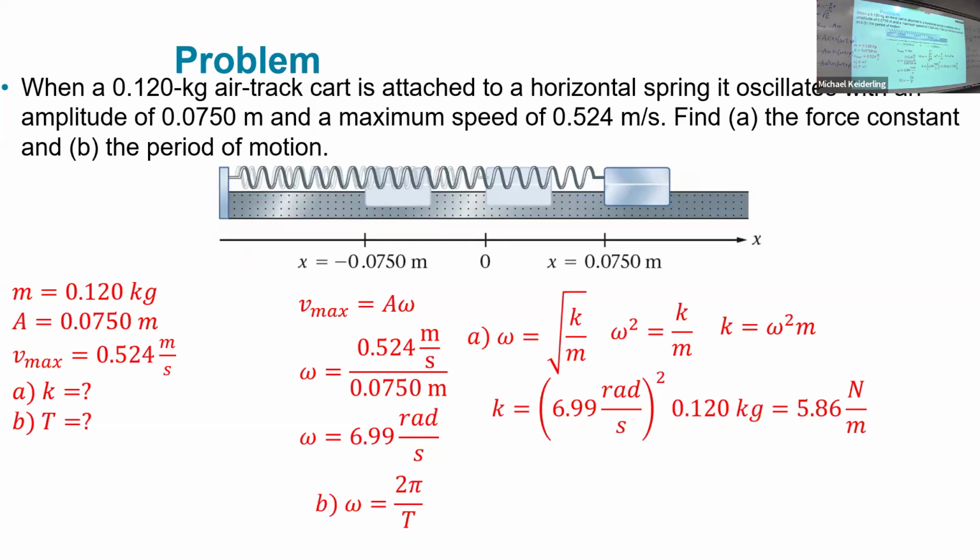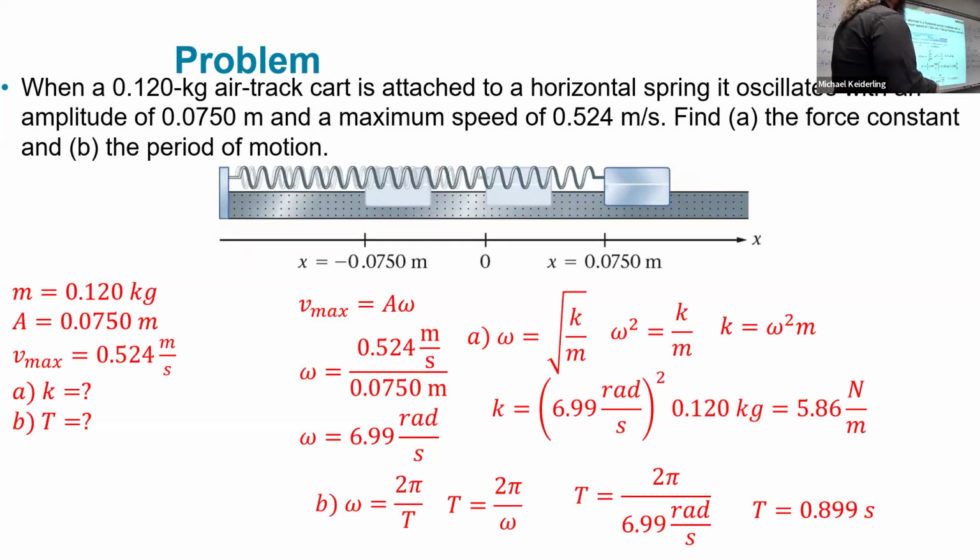Omega is also equal to 2 pi over the period. So the period is equal to 2 pi over omega. So 2 pi divided by 6.99 radians per second gives us 0.899 seconds. Any questions?